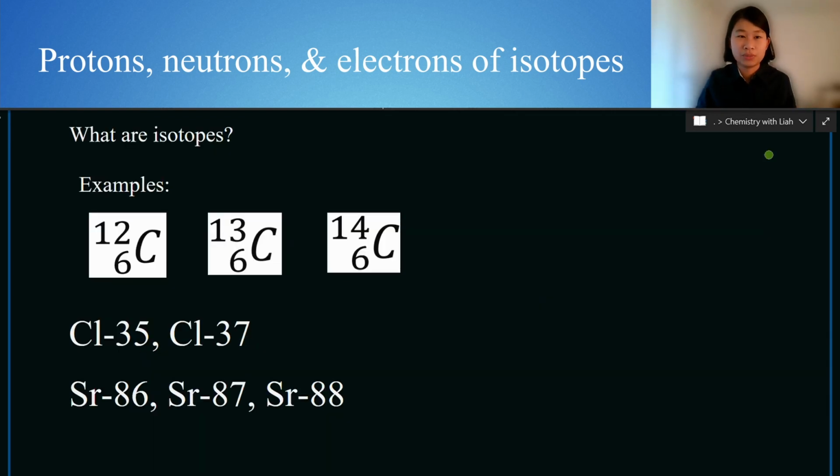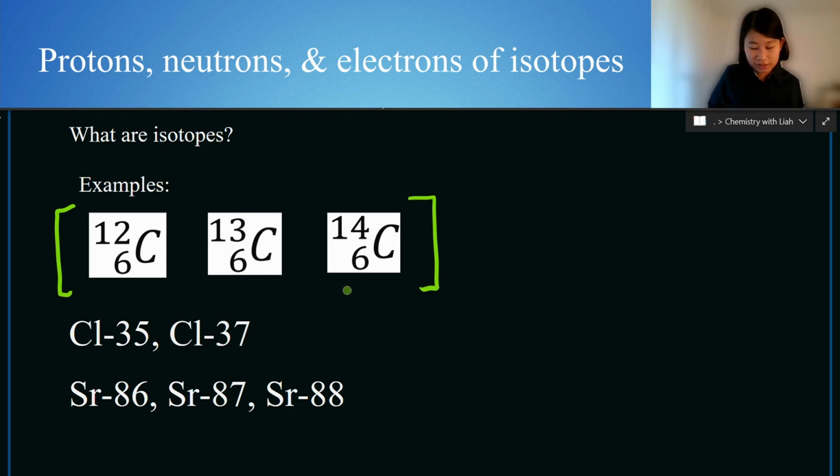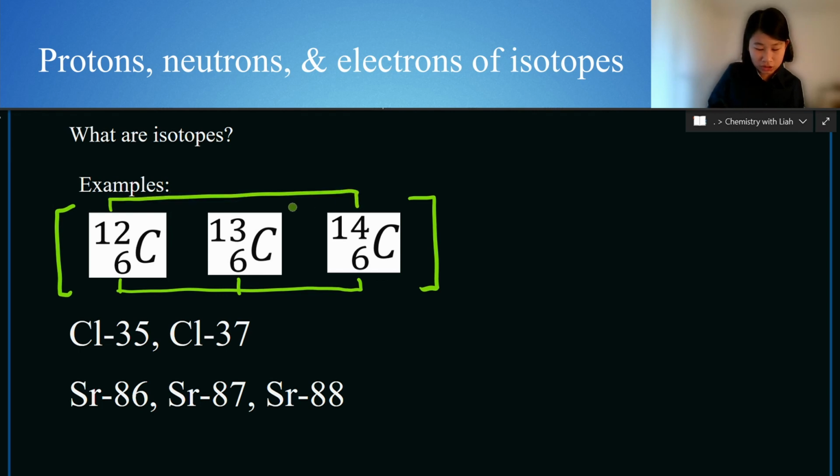Now what are isotopes? Well, isotopes are basically when we are dealing with the same element, but different numbers of neutrons, or different mass numbers. So for example, here we have isotopes of carbon. As you see, the 6 down here is going to stay the same because it's indicating the atomic number. But the 12, 13, and 14 are going to change because these are the mass numbers.